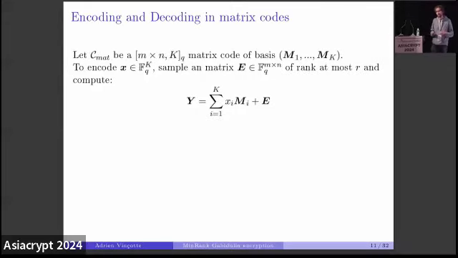So now we have matrix codes. I will explain how to encrypt with a matrix code. Imagine we have a matrix code of dimension k. It's like a vector code. If you want to encode a vector x, you compute a linear combination whose coefficients are those of x, and you add a matrix E of small rank, where r is the decoding capacity of the code.